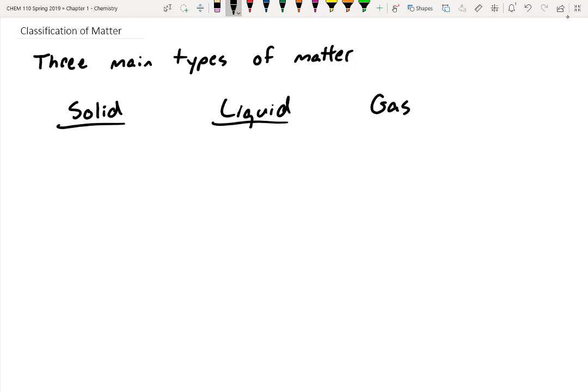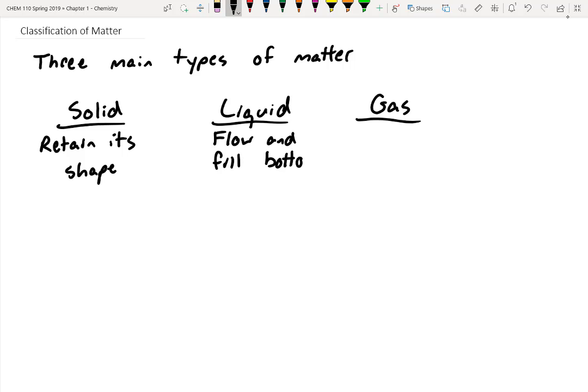All right, so we've got solids, liquids, and gases. We should all be familiar with those. Solids are easy to remember because they retain their shape. A liquid will flow and fill the bottom of a container. And then a gas will assume the shape and volume of a container.